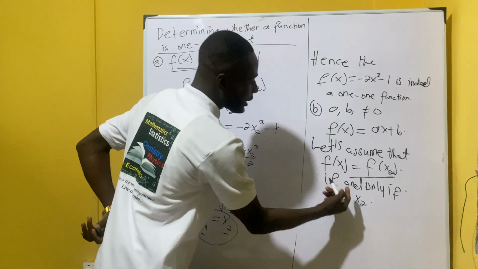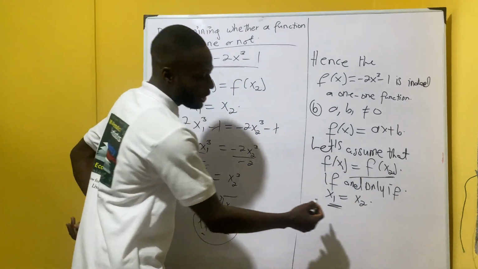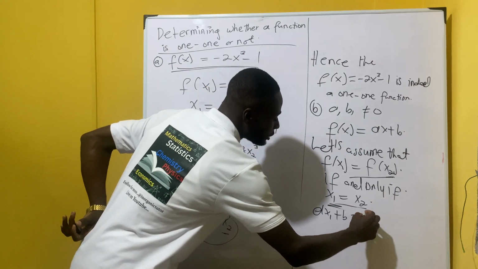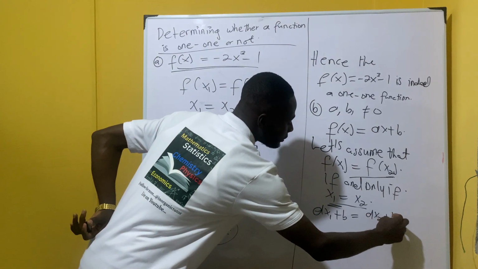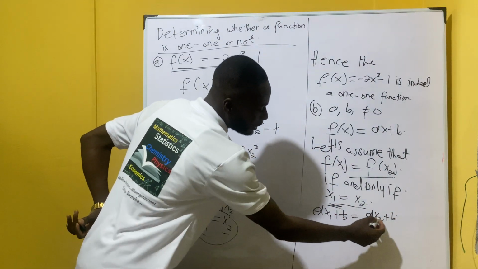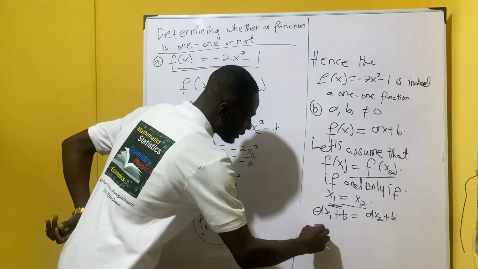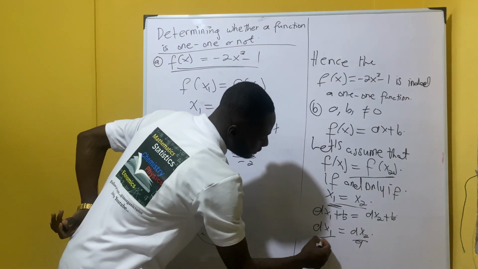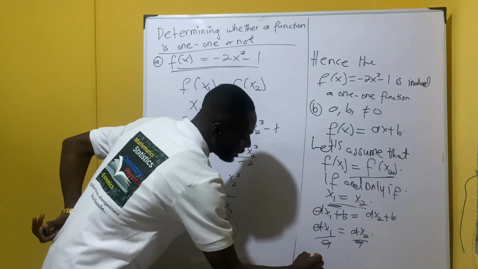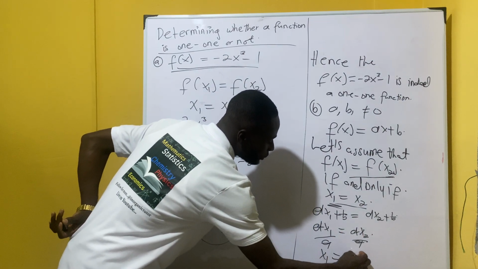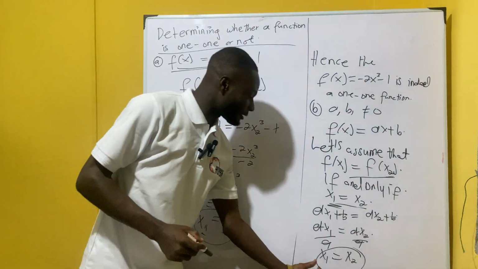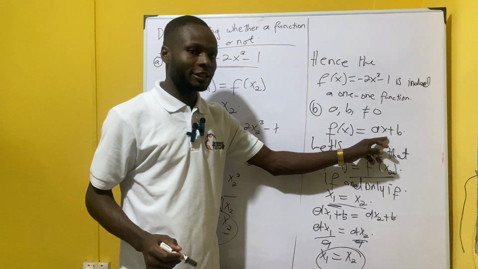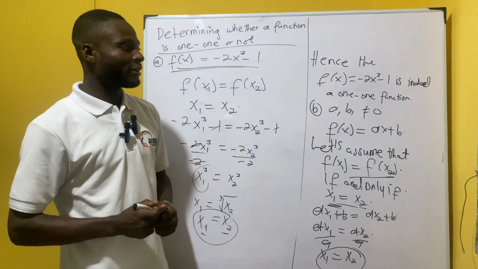So if this is going to hold, then let's put it inside the function and see that this will work. So we have ax1 plus b should be equal to ax2 plus b. This will automatically take off the b, and so we have ax1 should be equal to ax2. And this also takes off the a. So we have x1 equals x2. And this has been proven, which shows that the linear function ax plus b is indeed a one-to-one function.